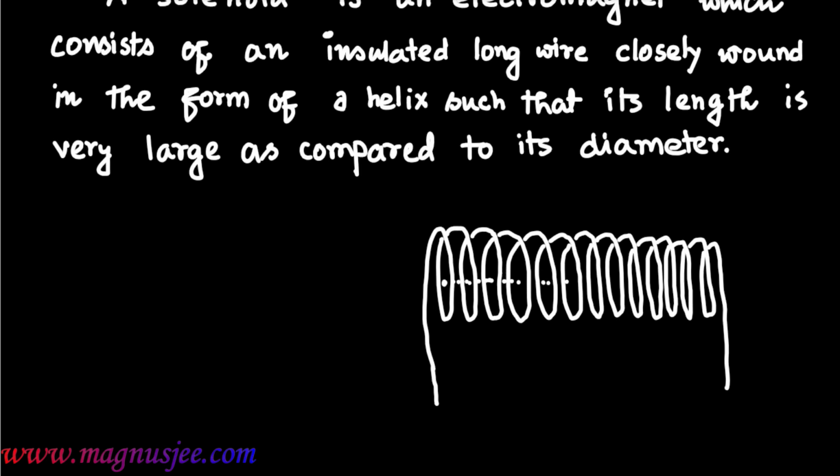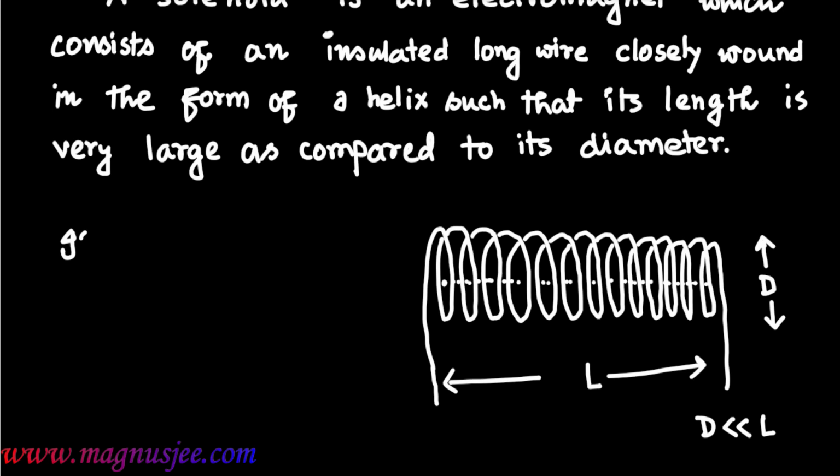This is a diagram of a solenoid, and the horizontal dotted line is the axis of the solenoid. D is the diameter of the solenoid and L is the length of the solenoid. In this case, D is much less than L, meaning the diameter of the solenoid is much less than its length.